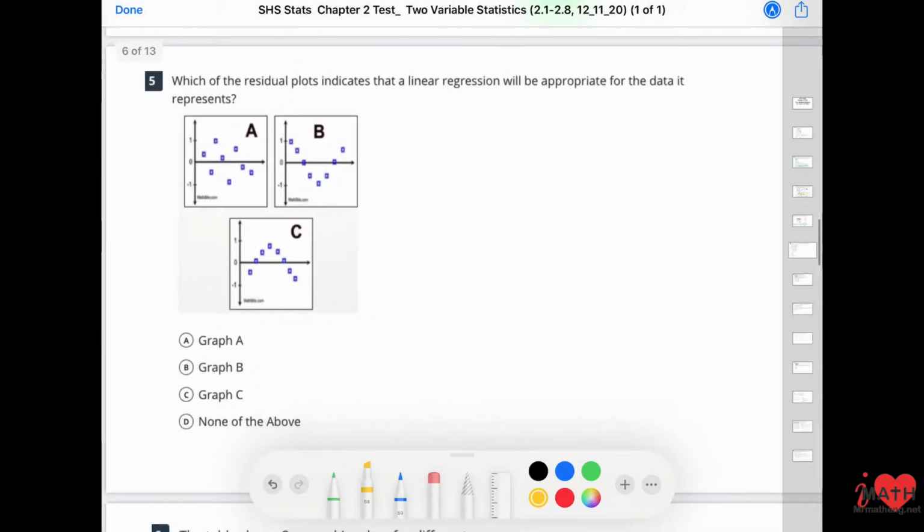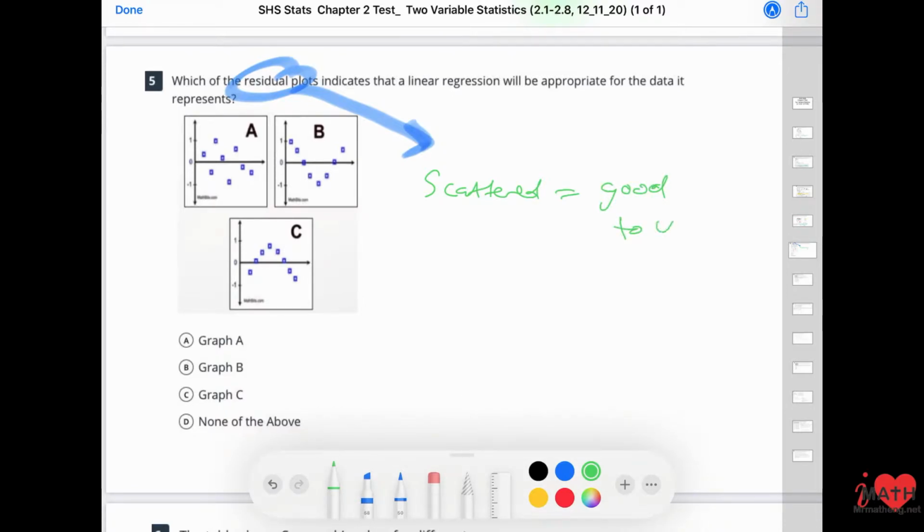Okay, question number 5. Which of the residual plots indicates that a linear regression will be appropriate for the data it represents? So remember, residual plots, when it is scattered, it is good to use whatever we're looking for. In this case, we're looking for a linear. So which one is more scattered? This is patterned, right? So I'm not going to use that one. No, same thing, patterned. This one's scattered, so this one is good. I'm going to use graph A for number 5.